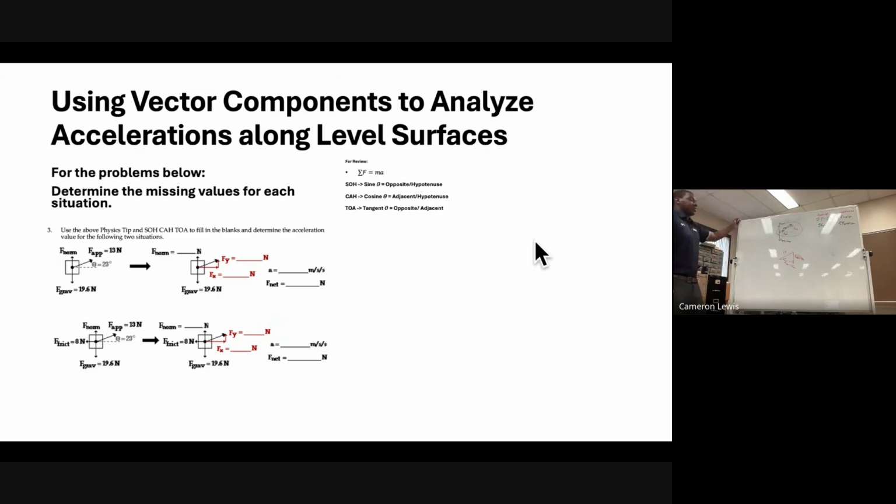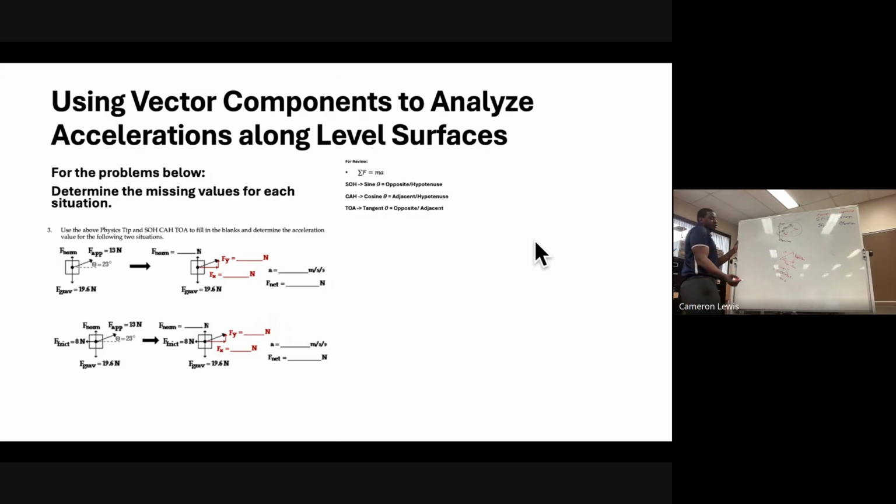Now, I know it's a 5, 12, 13, but let me just prove it, right? I'm going to do sine to find this 5. Sine of an angle equals opposite over hypotenuse. Sine of 23 equals opposite over 13. So now do 13 times the sine of 23. What's 13 times the sine of 23? 5.1. So about 5. So you can say this is 5.